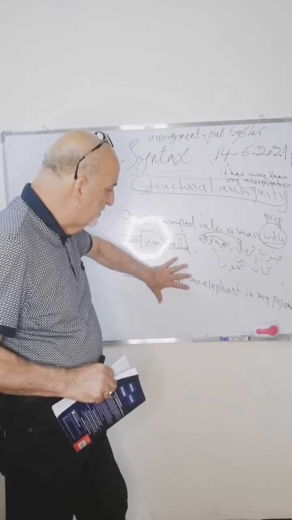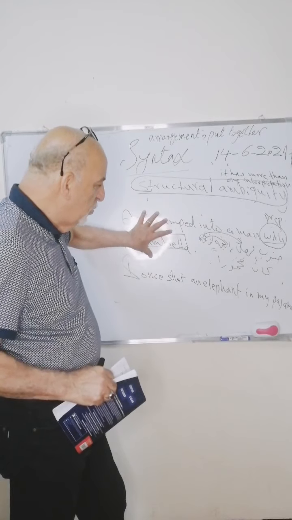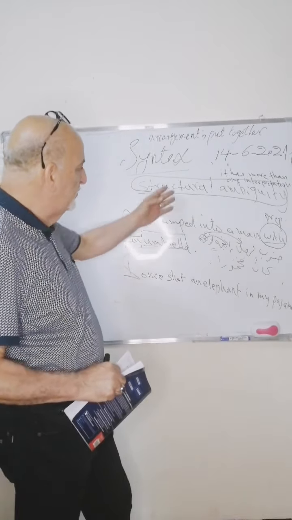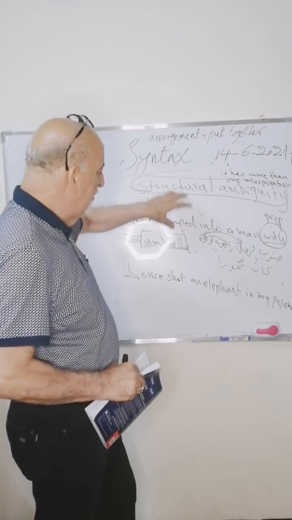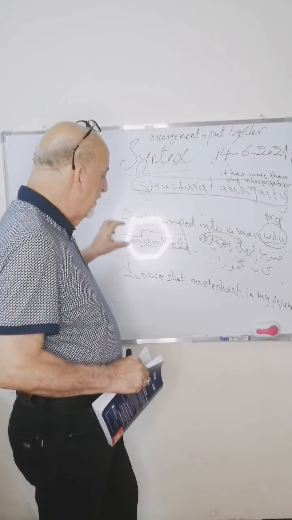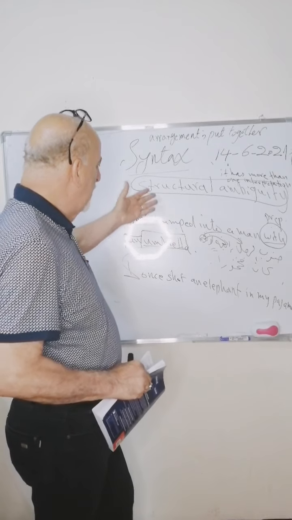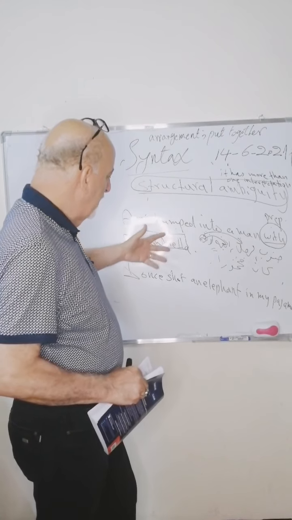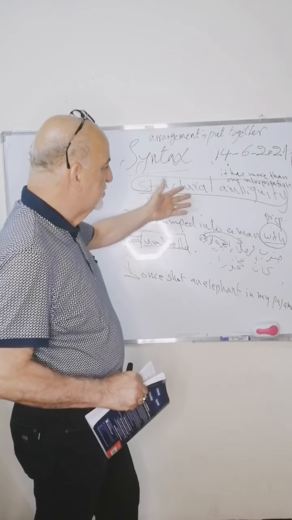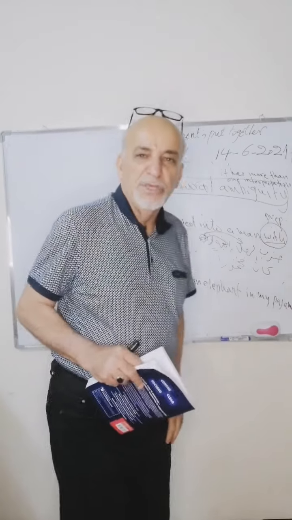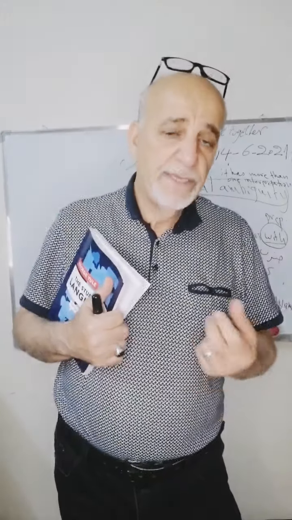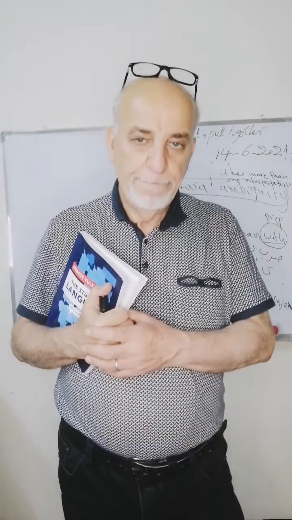Now, such a sentence, which is open to more than one interpretation because of structure, we call such an ambiguity an ambiguous sentence, and we call it structural ambiguity. That is, ambiguity because of the structure of the sentence.